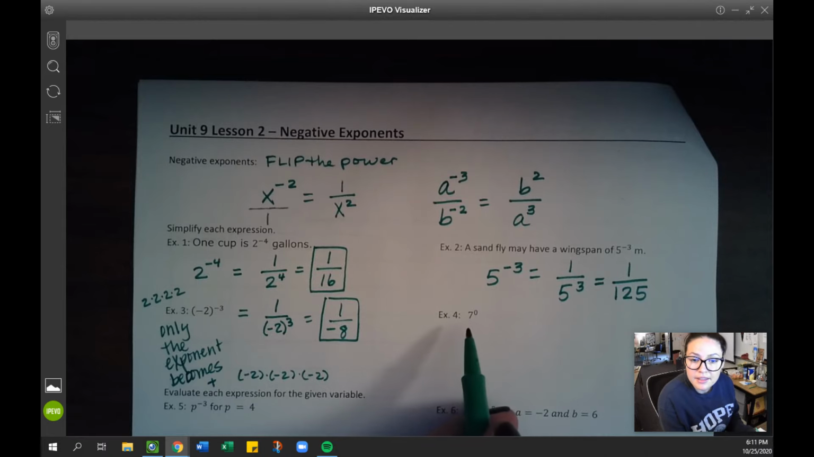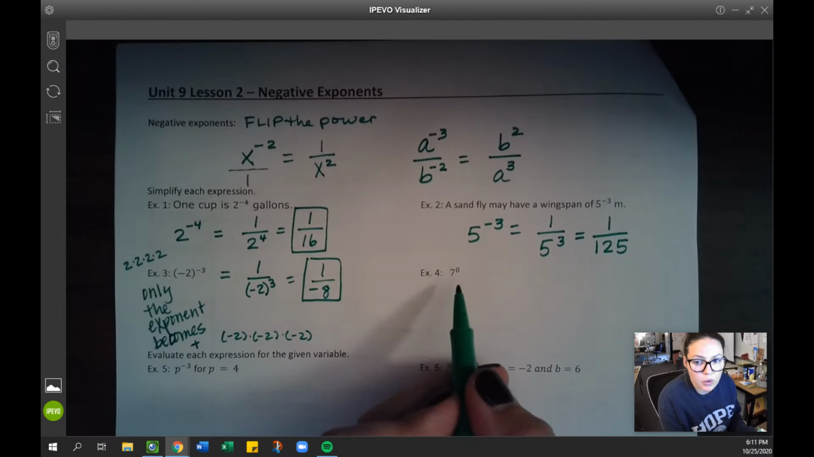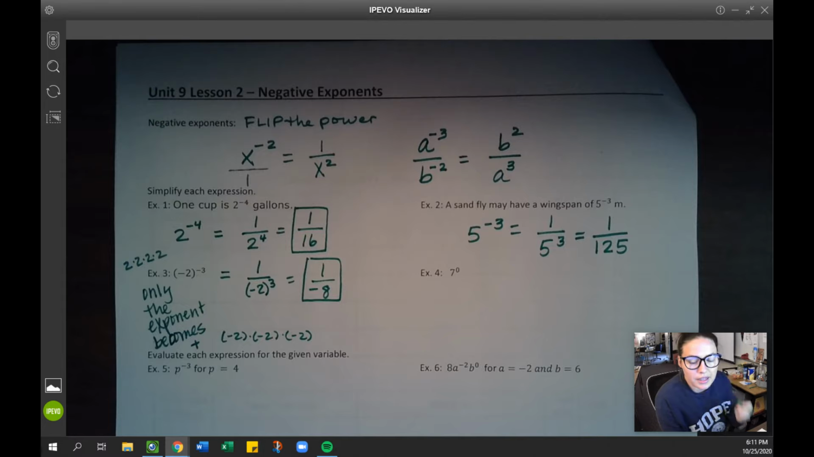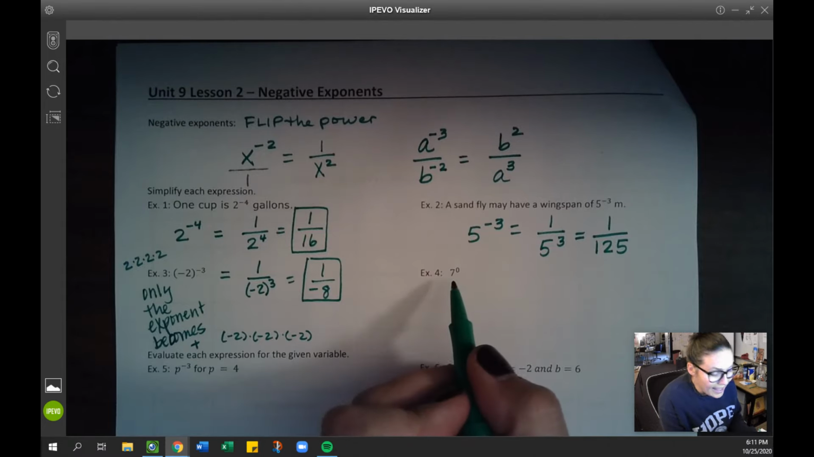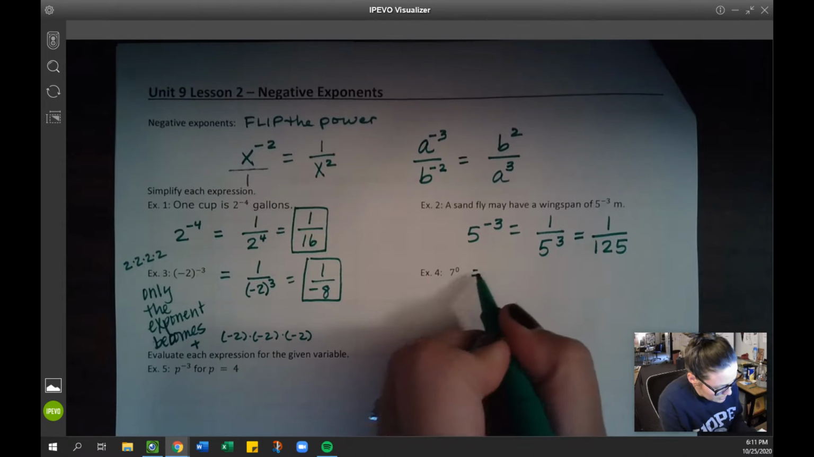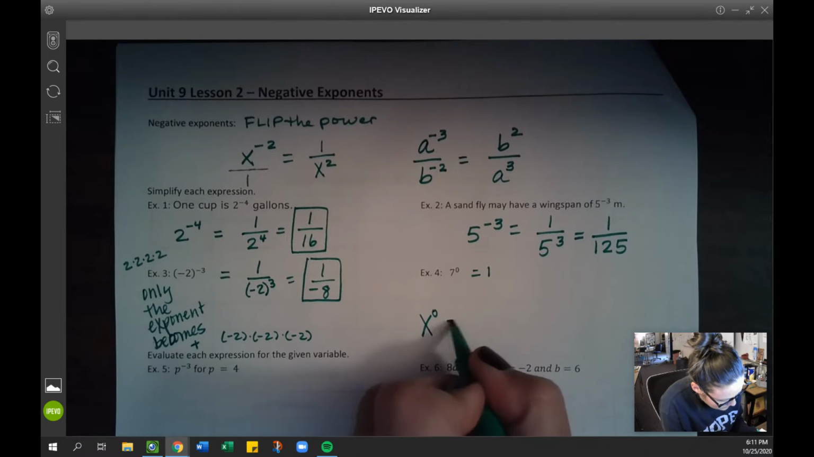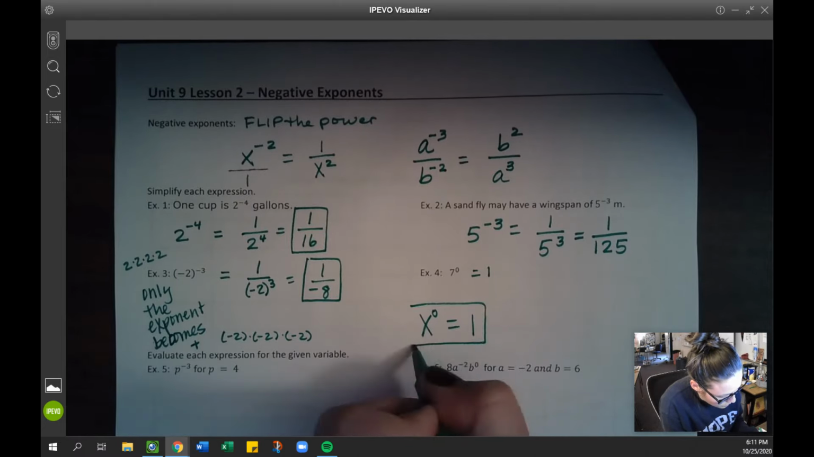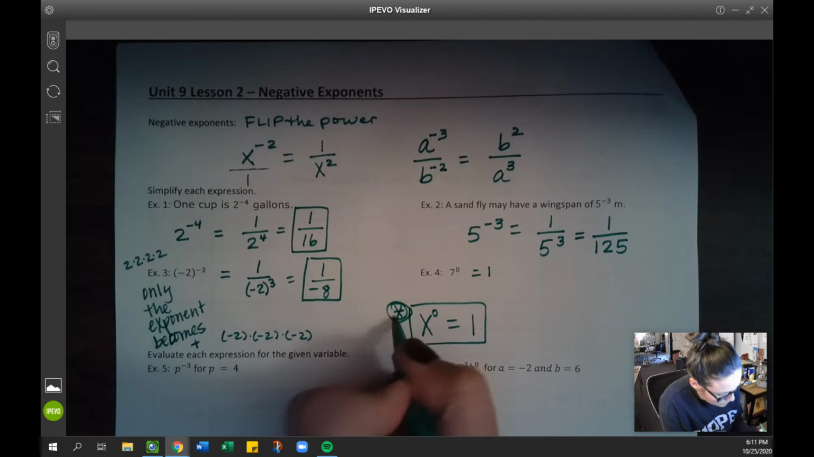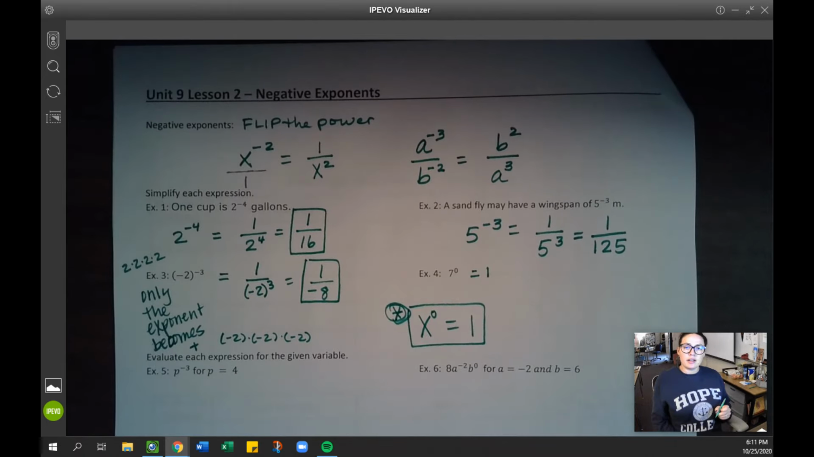All right. Example 4 brings us to another important rule that you need to remember. 7 to the 0 is equal to 1. And in fact, anything to the power of 0 equals 1. That's an important rule that you are going to have to remember moving forward about exponents. Anything to the power of 0 is equal to 1.